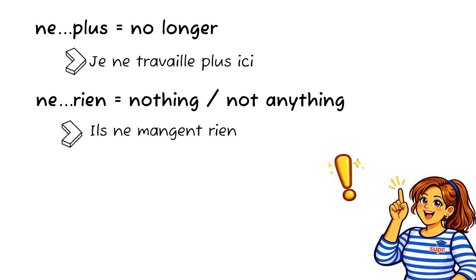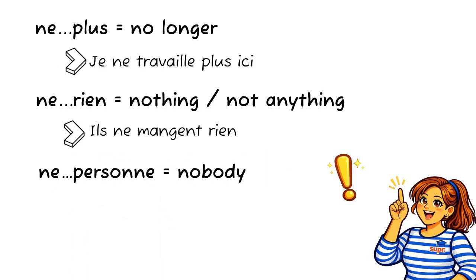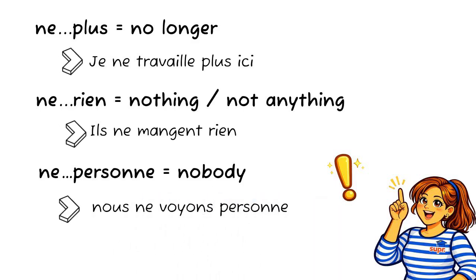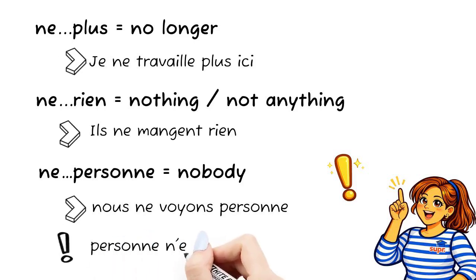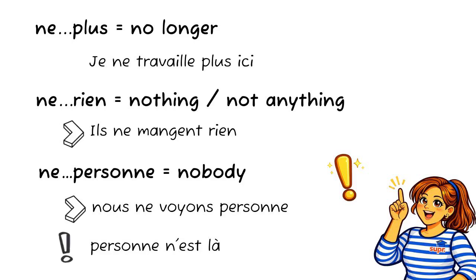Ne personne means nobody. For example, we might say, nous ne voyons personne. We don't see anybody. We see nobody. Now, personne is special. We can use personne as a subject. So, personne n'est là. Nobody is there. The personne is the subject. Then you have the ne before the conjugated verb, which is est, but we don't then have the negative afterwards. We just move that negative personne to the beginning.